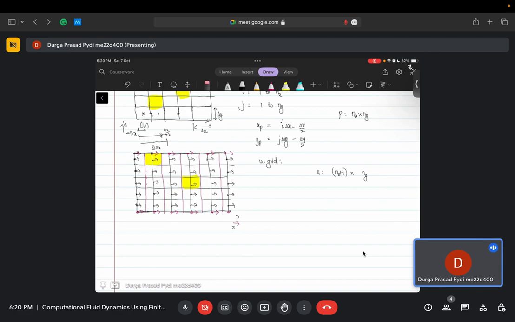Nx plus 1 into ny. So you are having ny. 7 here. So it should be ny plus 2, right? Okay. So 1 on the top, 1 on the bottom. So we'll have 2. So out of these nx plus 1 and ny plus 2, how many unknowns are there?